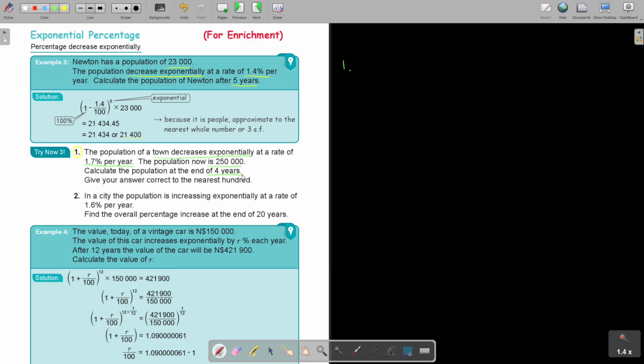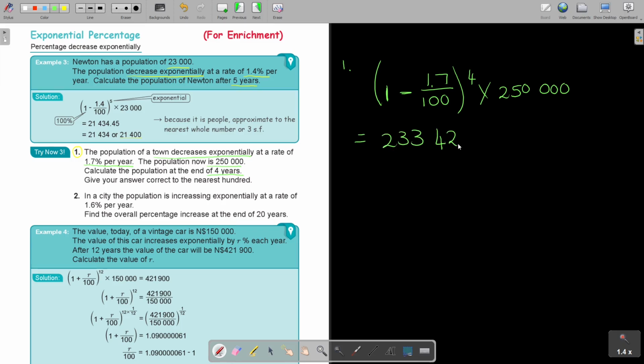So let's just start. 1, representing the full amount, minus 1.7 over 100, and I just make it to the power 4, and I just multiply it with 250,000, and that is going to give me an answer of 233,428.6. And if I make it correct to the nearest 1000, so it's 233,000, and that will be your answer.